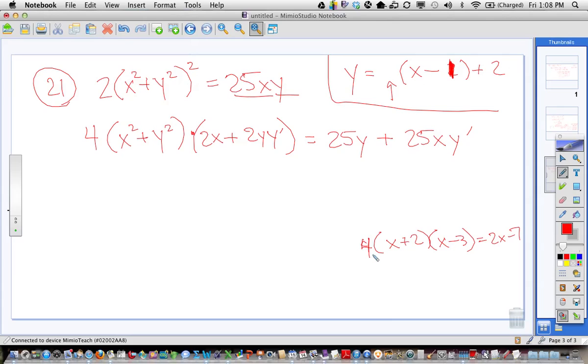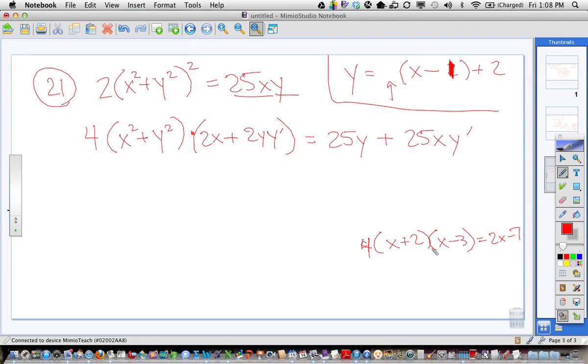You'd FOIL out, well, you might distribute the 4 into that first one maybe, or FOIL the parentheses and then distribute a 4 into them, right? Because what I want to do is gather all the x terms on one side and the non-x terms on the other side, or maybe get 0 on one side since it's quadratic.